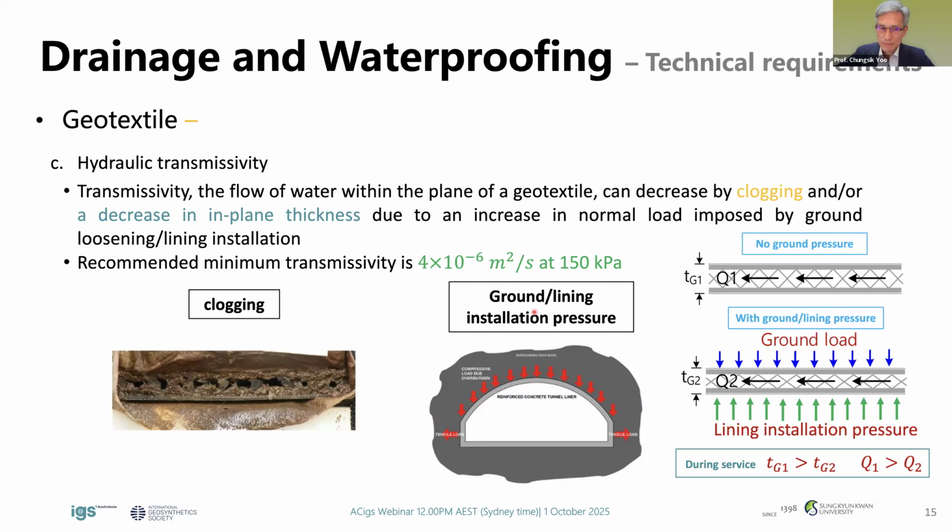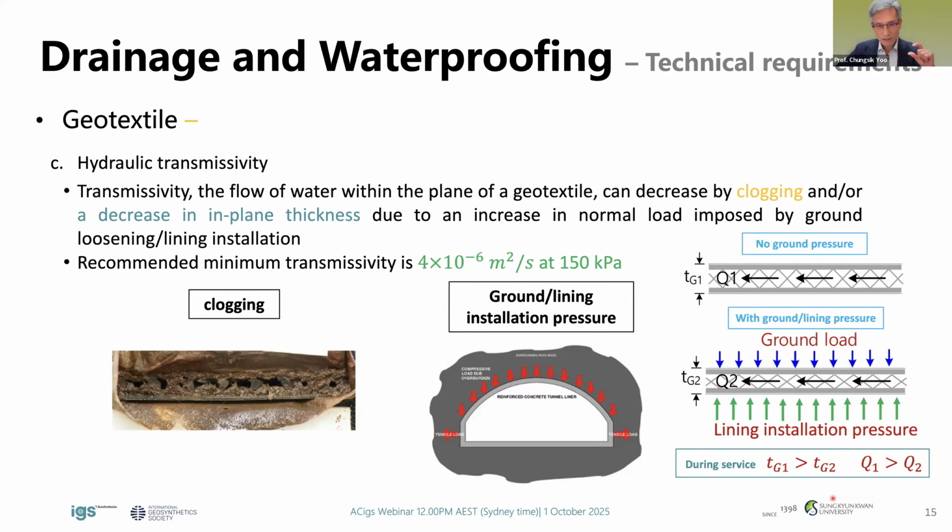Okay. So once it is installed, it can be either clogged, right, as you can see here, and the thickness can be decreased due to the ground pressure or lining installation pressure over time. See? So thickness decreases. Okay. So you can see if we don't have any ground pressure after excavation, we can have some thickness, as you can see. But with time, ground pressure will develop and thickness may decrease, as you can see.